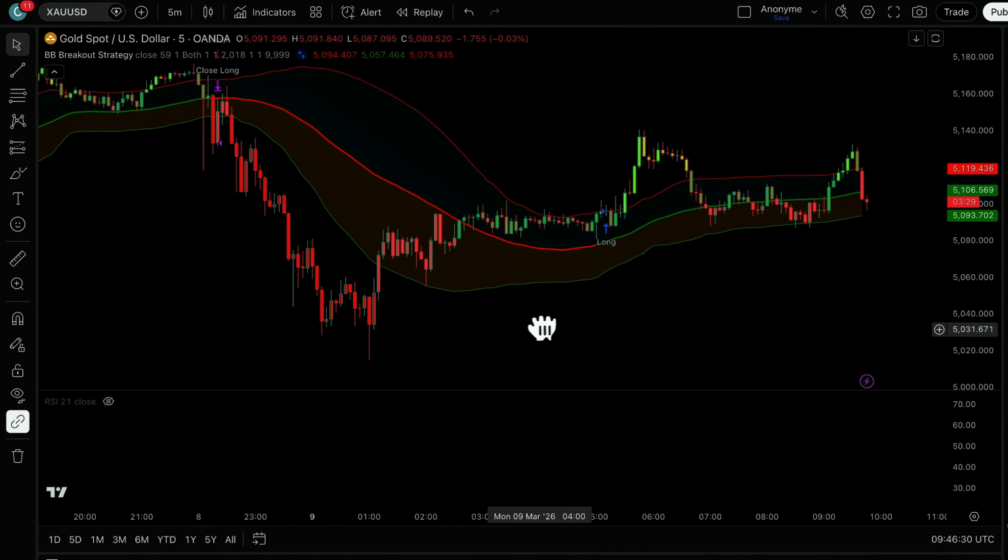I'm on the gold chart in a 5-minute time frame. I'm going to show you live how to properly use this very effective indicator. You see that the zero lag indicator just gave a bearish signal. The green zone becomes a red zone. The green baseline becomes a red baseline.